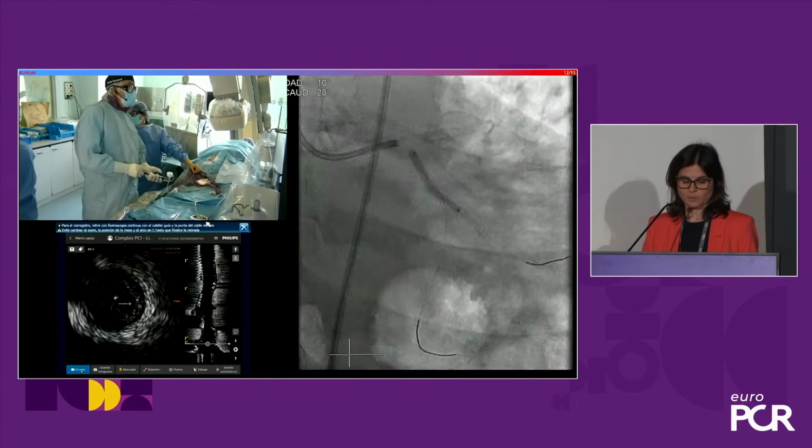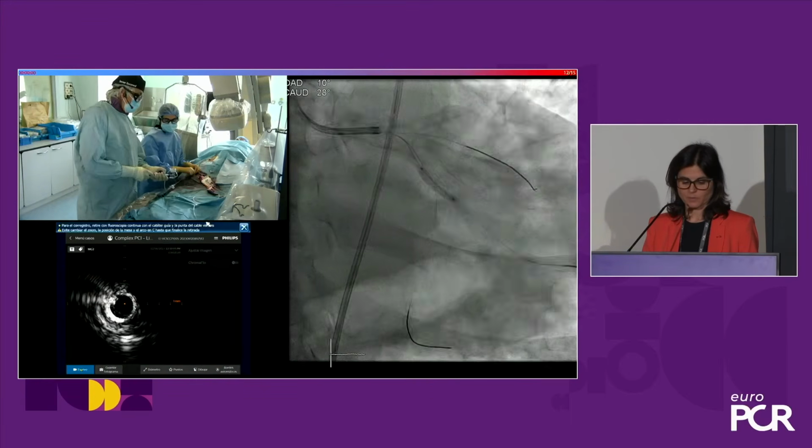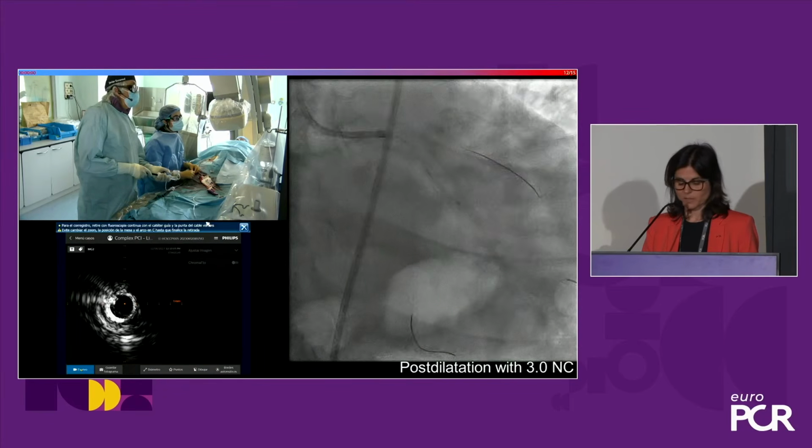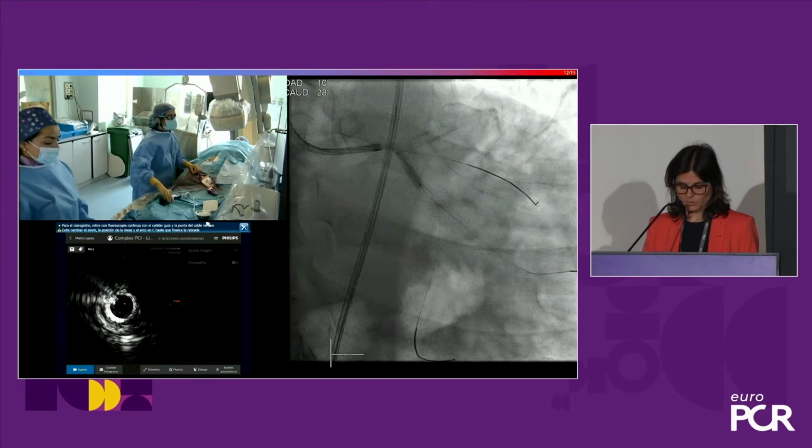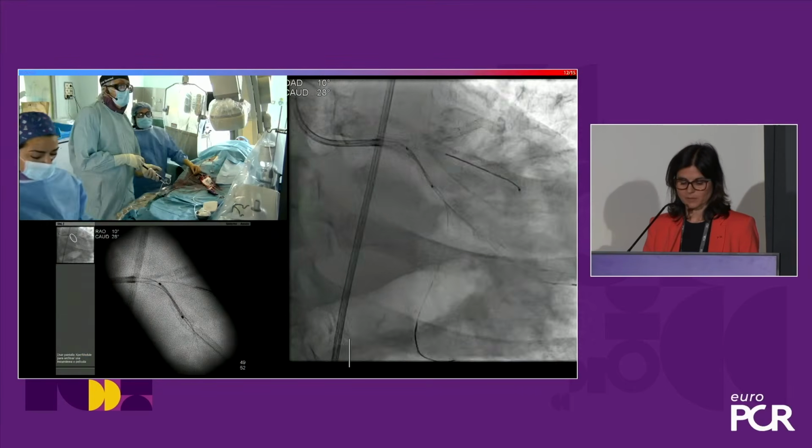We are pre-dilating a little bit more the proximal part with the balloon of the stent. Post-dilatation here with a non-compliant balloon. And after that, we're gonna implant the second stent.